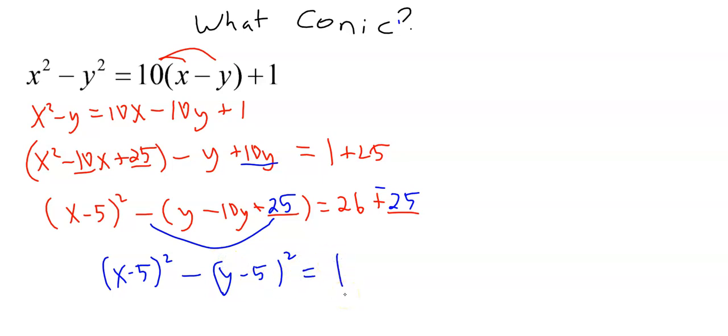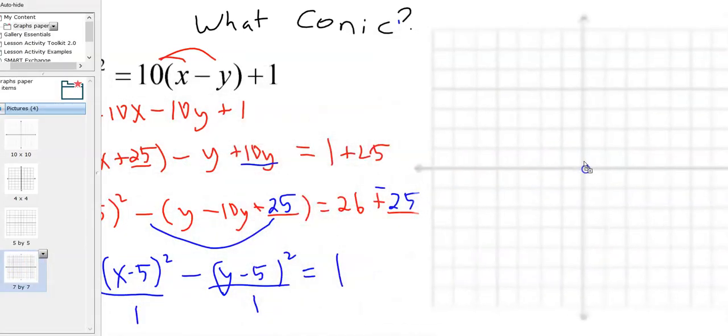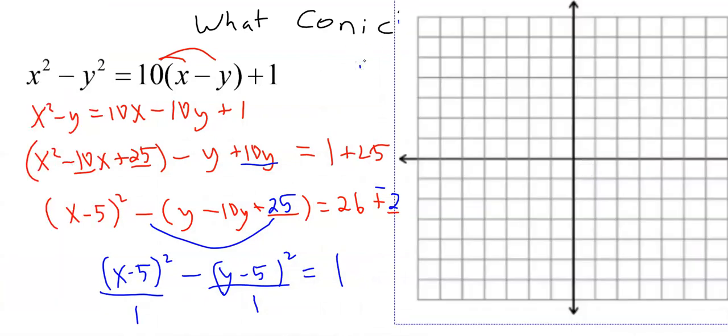If you want to put it in the right form, you'd have it over 1 over 1. So it really is a hyperbola. It's just kind of a surprising problem. So 5, 5. So 1, 2, 3, 4, 5. 1, 2, 3, 4, 5. There's the center. We go square root of 1 in each direction. So there you go. Make my dot box.